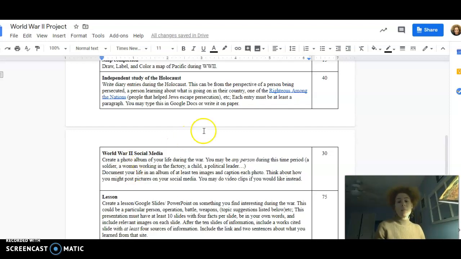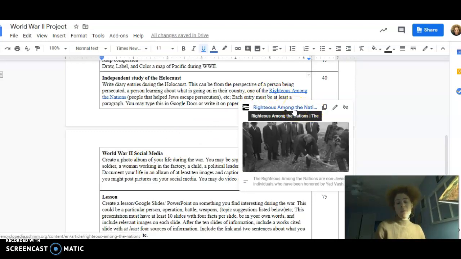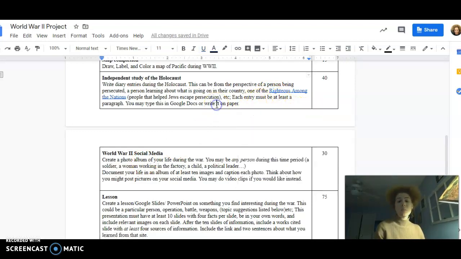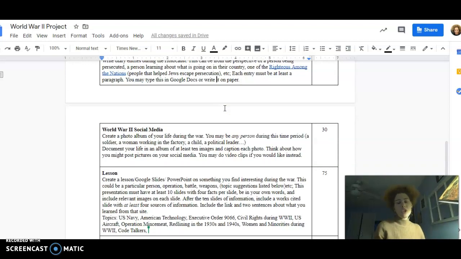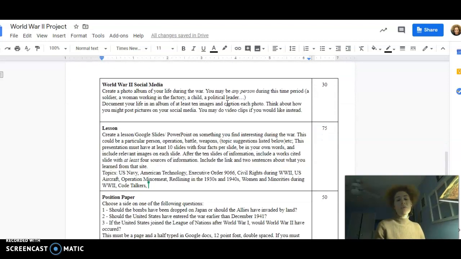You can be one of the people known as the righteous among nations. And these are people, I have a link here, these are people who helped people during the Holocaust to not get captured. Anybody that you want to choose. It can be a politician, it can be a famous person, you can make up a person, it's up to you. Each journal entry has to be at least a paragraph. And you can type this in Google Docs, or if you want to write it on paper, you can, whatever you would like to do. Don't forget to follow the class rules for writing for any of the assignments that you choose.